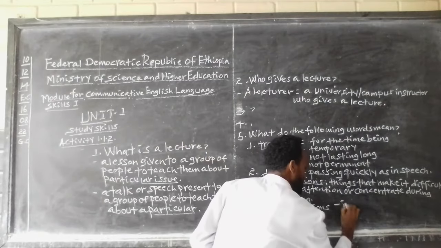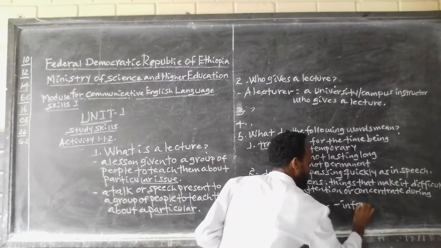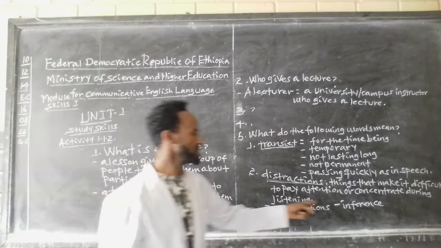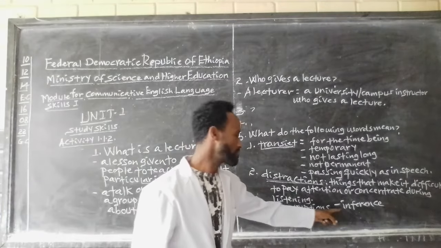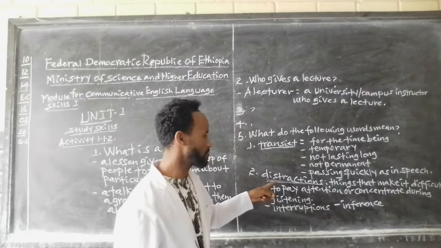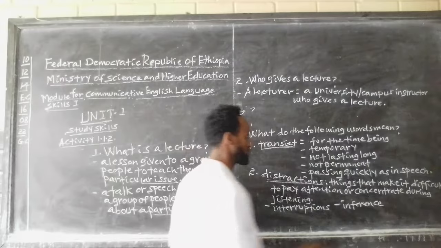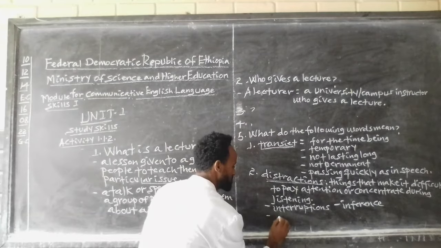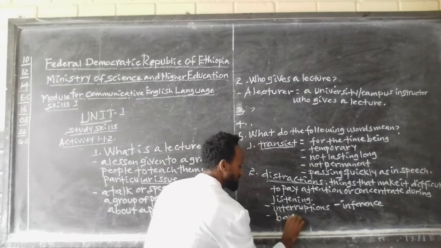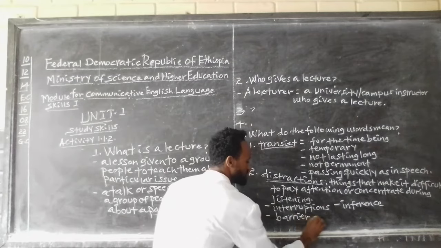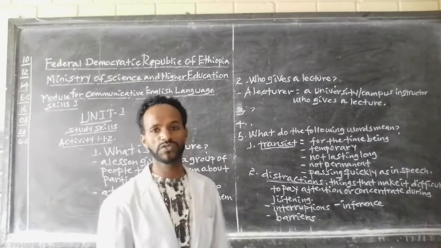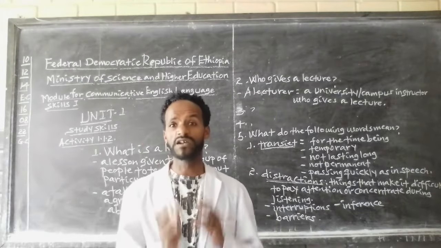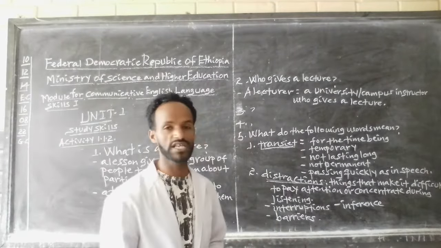Interference can be used instead to refer to the word distractions. Or you can also say barriers. Distractions means barriers. So, by using these terms word for word, you can give the literal meaning of the word distraction.